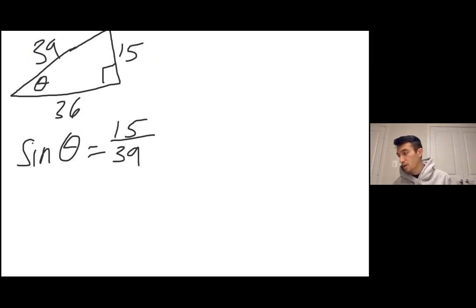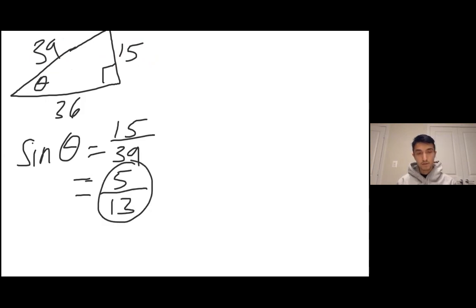And again, you do a quick check to see if this can be simplified, because we're dealing with bigger numbers this time. And this actually can be simplified because 15 and 39 are both divisible by 3. So your actual final answer is going to be 5 over 13, 5/13. All right. So that's the fully correct answer, right? Always simplify your ratios or fractions.